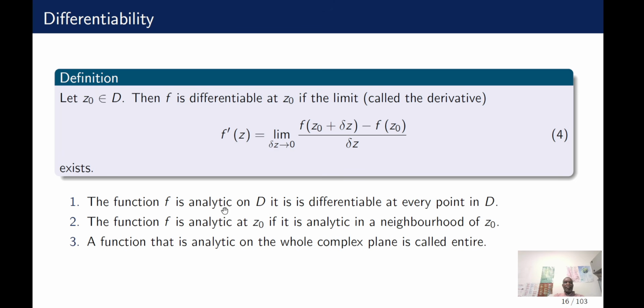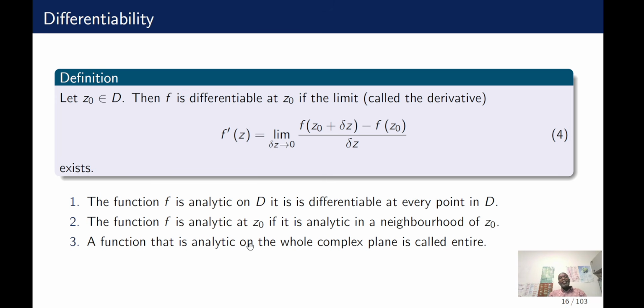So an analytic function is a function that is differentiable at every point in the domain D. Then it is analytic at a point z naught if it is analytic in a neighborhood. So if you are just around that point, that's what we call a neighborhood. If you're just a small distance around the point, then you have a function being analytic at that point.